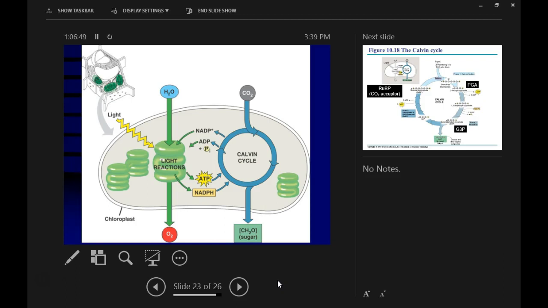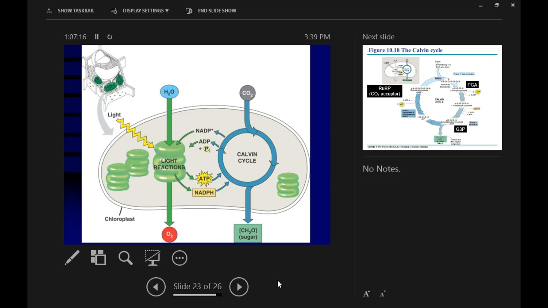Now, in the dark reaction, or the Calvin cycle, we're actually going to see how the carbon dioxide is what we call fixed. This is a gas, atmospheric carbon dioxide. We're going to turn it into a solid molecule. We're going to turn it into sugar. So we're going to fix it. This is called carbon fixation.